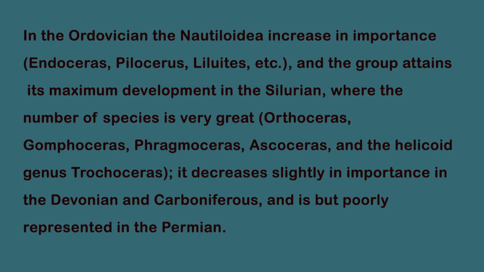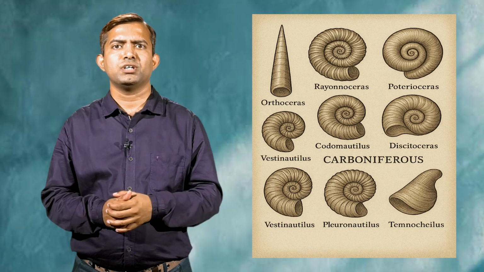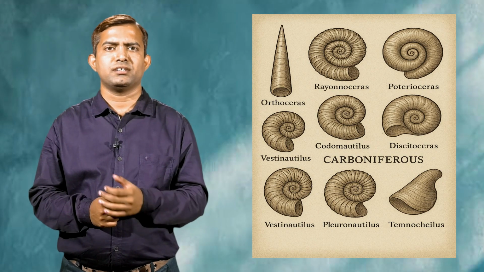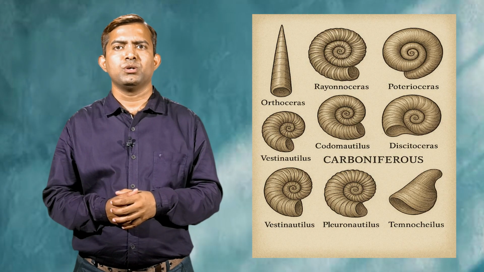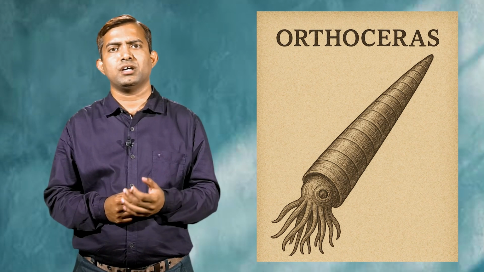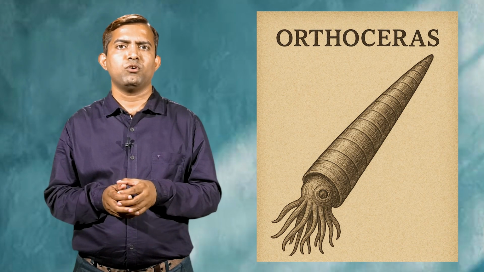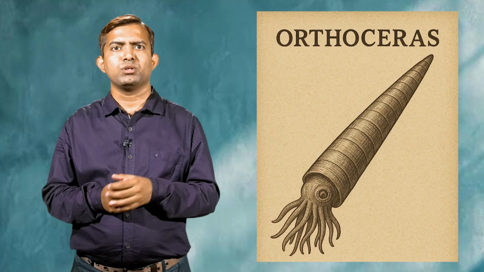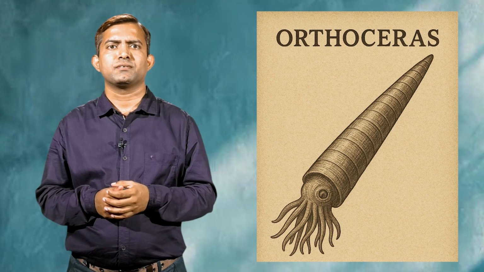The chief genera in the Carboniferous are Orthoceras, Rhineoceras, Poterioceras, Discitoceras, Vestinautilus, etc. The only genus which extends beyond the limit of the Paleozoic period is Orthoceras. At this time, I would like to recall that Orthoceras has an orthoconical form, with straight septa, and it has a straight siphuncle also. It has an external shell, and it is found commonly in the Triassic.